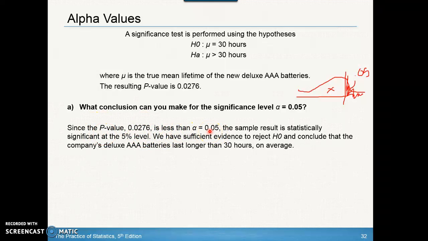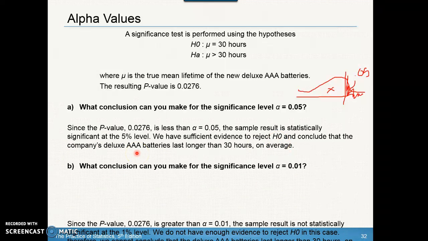So the conclusion, based on the previous slide, since the p-value, 0.0276, is less than alpha, that's connecting your p-value to your alpha, the sample result is statistically significant, okay, and we know specifically what that means in statistics. We have sufficient evidence to reject the null and conclude that the company's deluxe batteries last longer than 30 hours on average. So notice how you're saying reject the null, and then you're giving the answer in context.